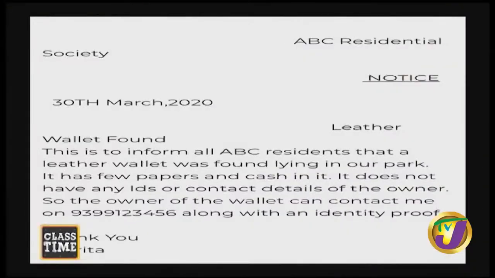All right, look at this one. Look at it and we see some of the things that we would include in the body of a notice that is written like this. Wallet found. It is to inform all ABC residents that a leather wallet was found lying in our park. It has few papers and cash in it. It does not have any IDs or contact details of the owner. So the owner of the wallet can contact me on this number along with an identity of proof. So these are some of the things that you would include in the body of the notice.